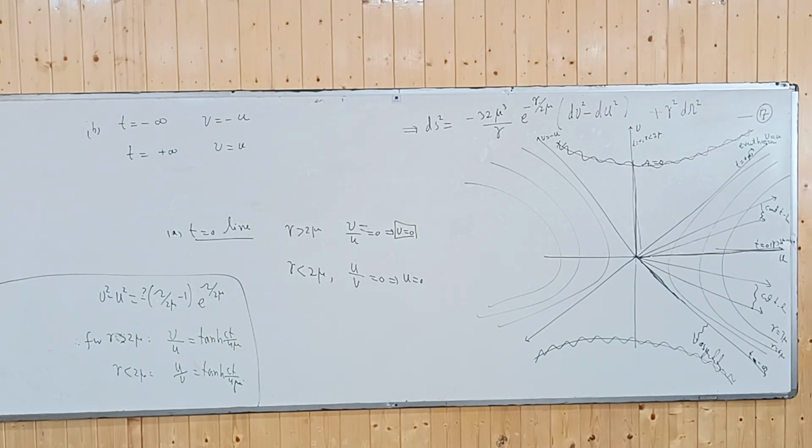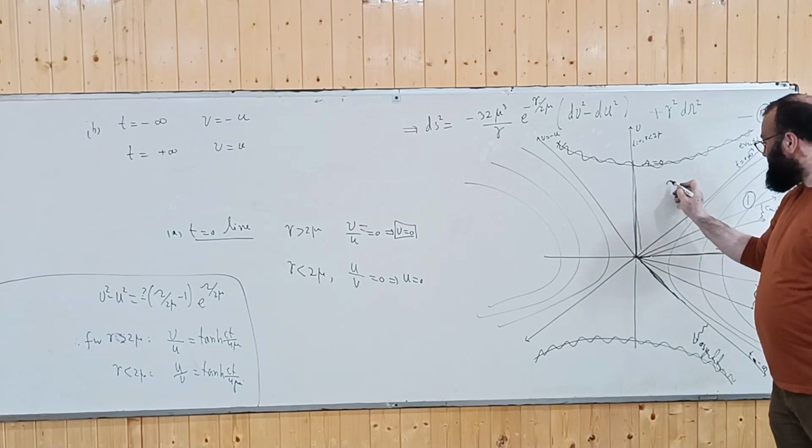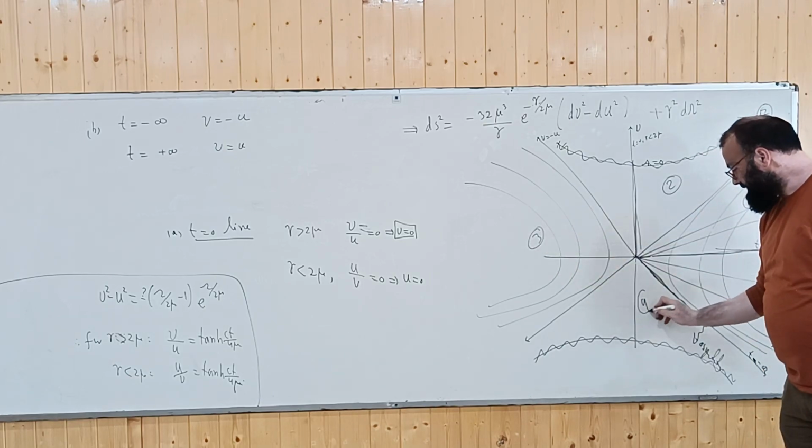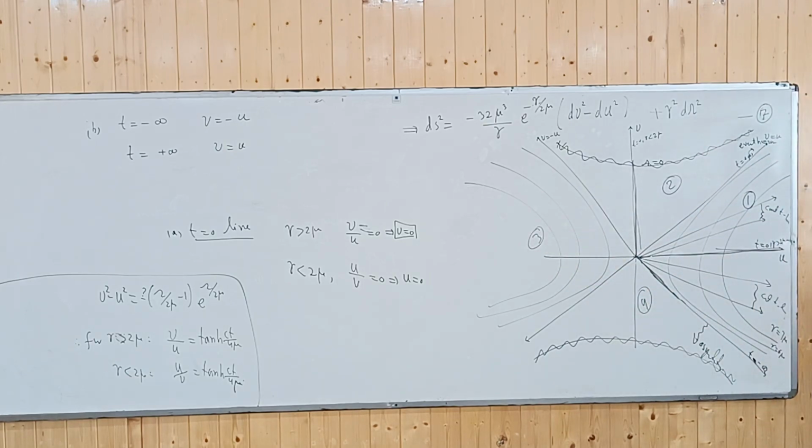Wait a second. Okay, now look here. We have constructed a diagram based on Kruskal-Szekeres coordinates. It gives us four regions. Is that true? So what is region 1? Let's say this is region 1, this is region 2, this is region 3, and this is region 4. Understood? Okay, I am almost done.